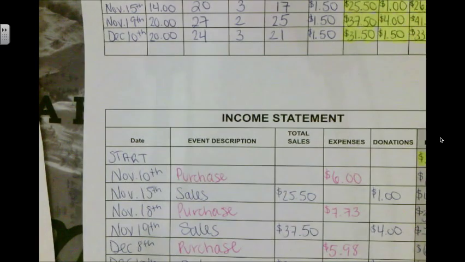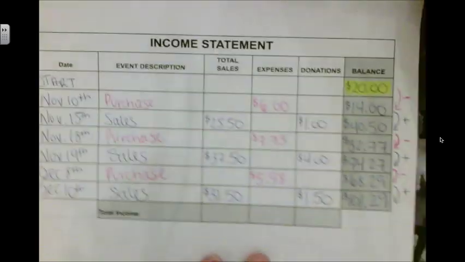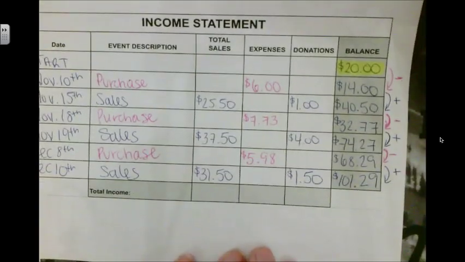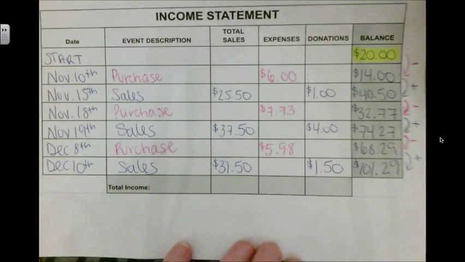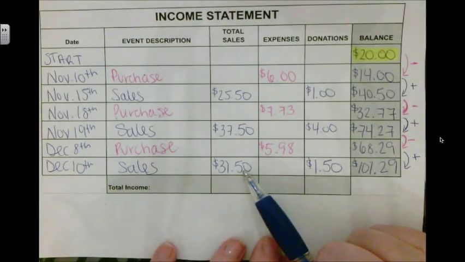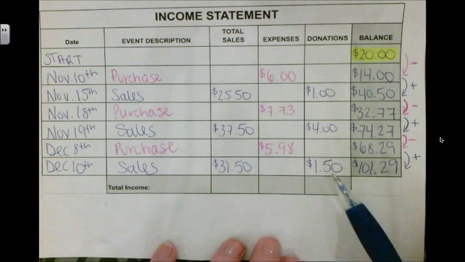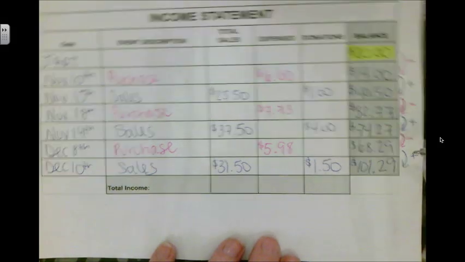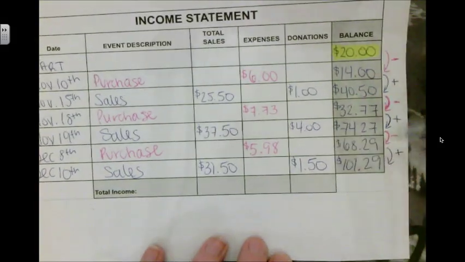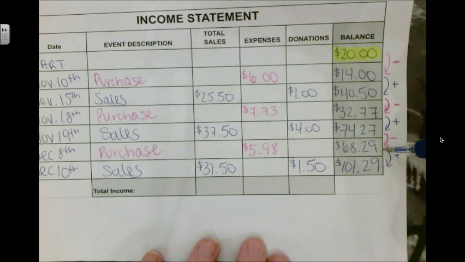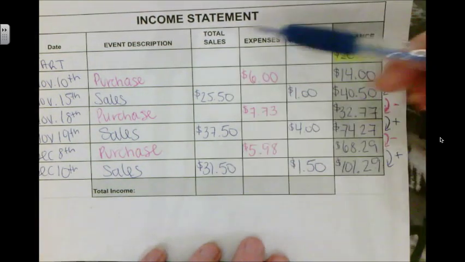Oh, wow, you can't even see anything I'm doing. Okay, sorry about that. So what I did was I added the $31.50 from up top, plus the $1.50 in donations. So when you add that total amount, the $33 to your $68.29, you should have a total of $101.29.